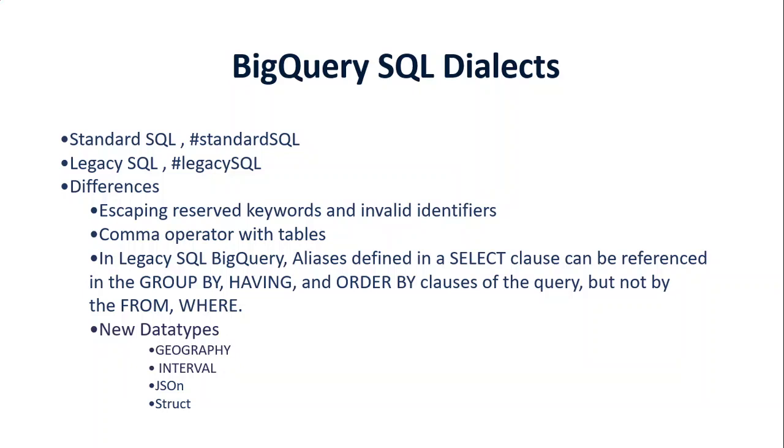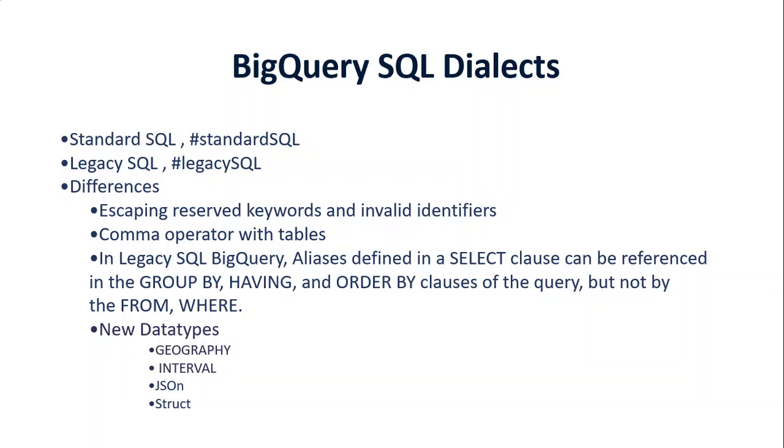In some RDBMS, the union of two tables works like this: if you write from table A, comma, table B, it unions them. But in standard SQL, we can't do this. We have to use the UNION ALL keyword, which I believe is more readable and makes more sense.